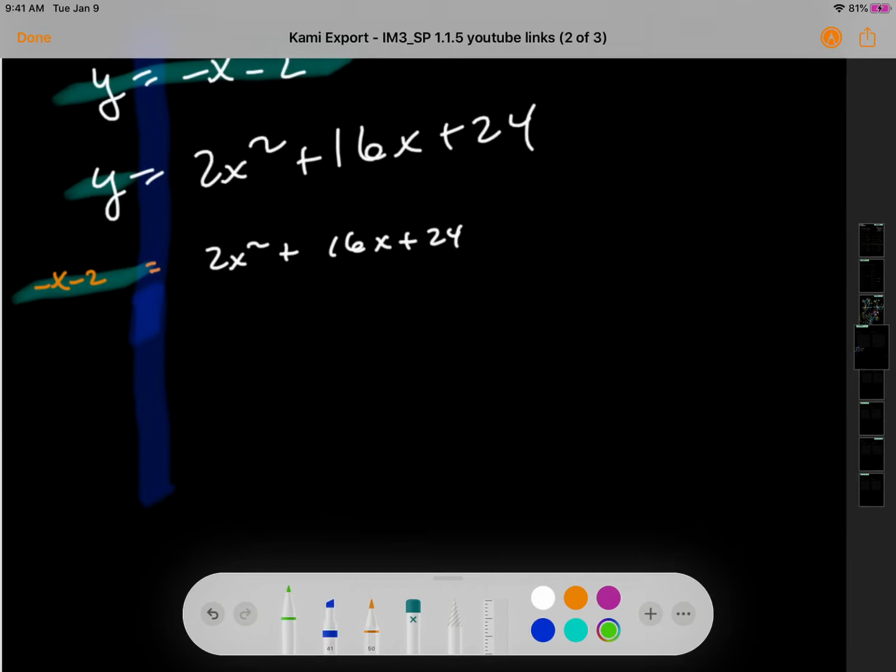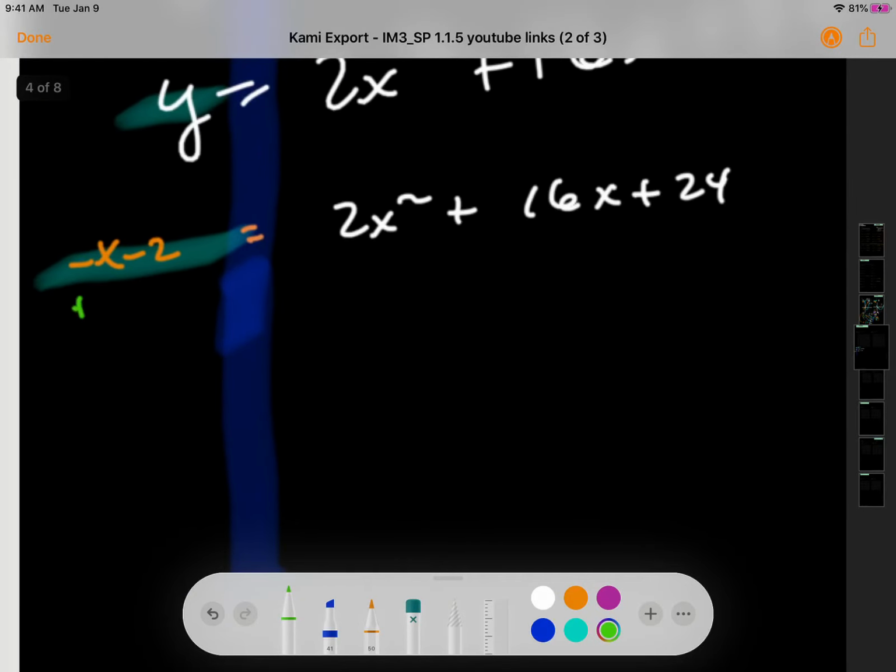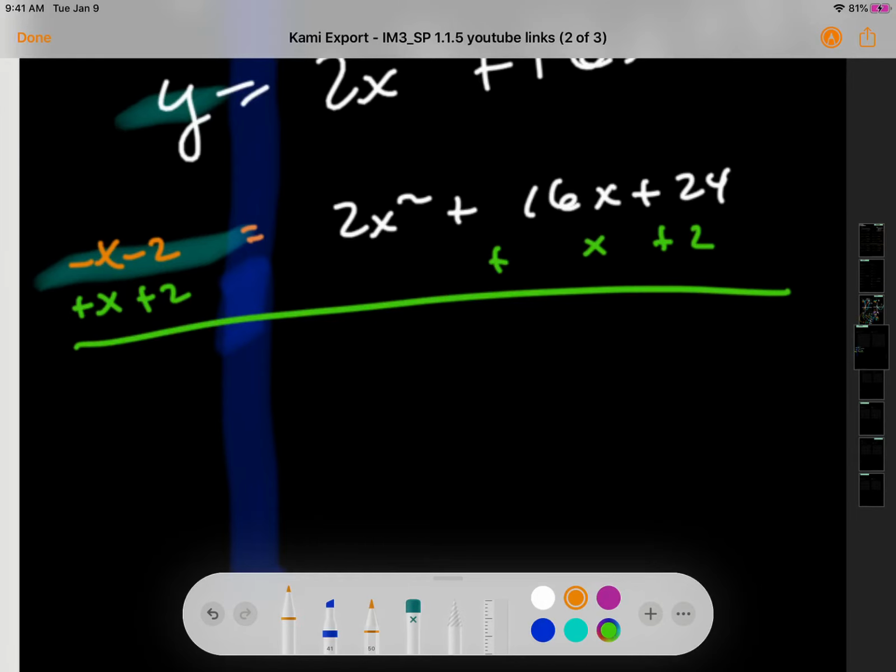I'm going to move this negative x to the other side. To do that, I'm going to add the opposite and line them up with like terms. So I have 0 equals 2x squared plus 17x plus 26.